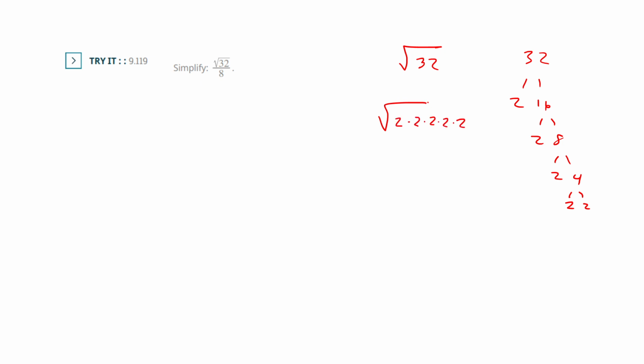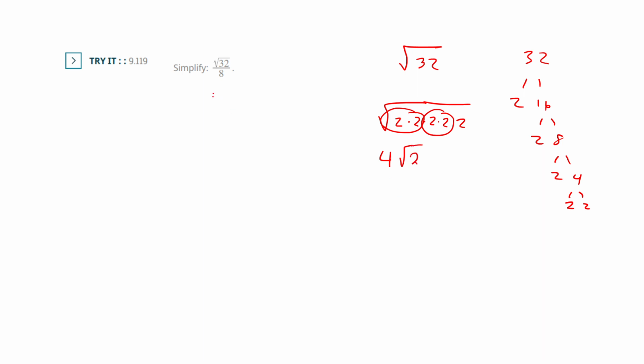So let's break down 32. I'm going to do the old school method here. Breaking down 32. Okay, so 32 is made up of a bunch of 2's. All right, so we're going to pair those up. I can pull out a 2 there and a 2 there. I get 4 square root of 2.